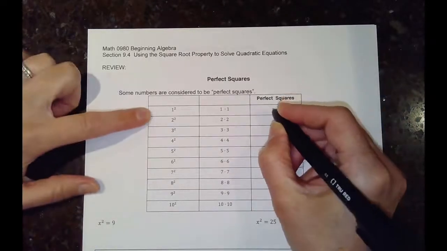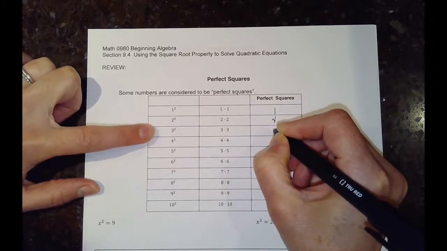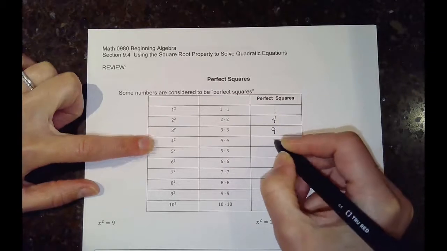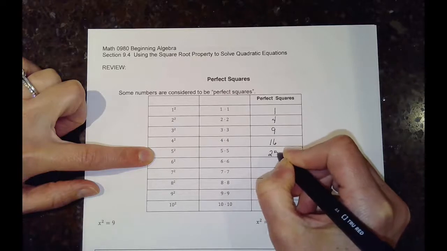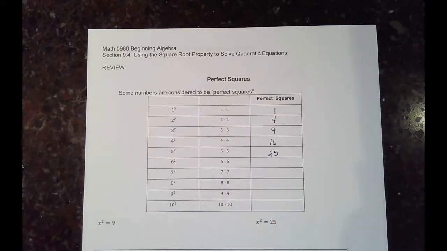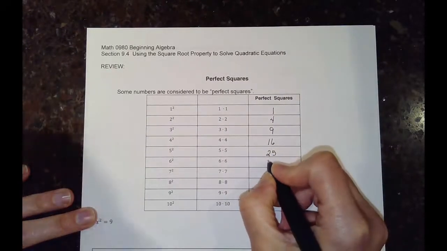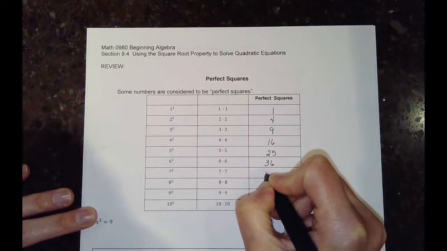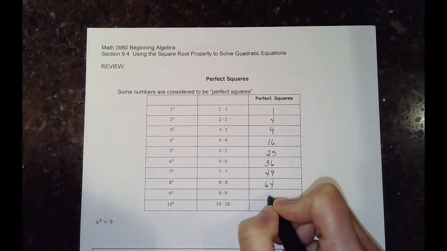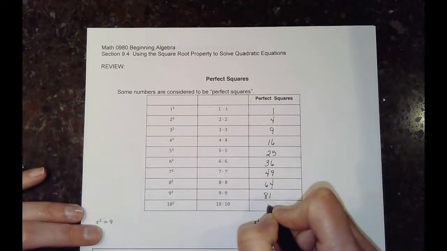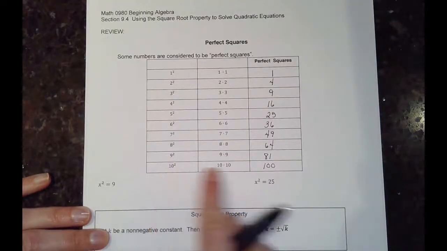If you need your calculator, go for it. I'm just going to fill these in. 2 squared, 3 squared is 9. 4 squared is 16. 25. 6 squared is, down here is 36. 7 squared is 49. 64. 81 and 100. Okay, so that's going from the left to the right direction.